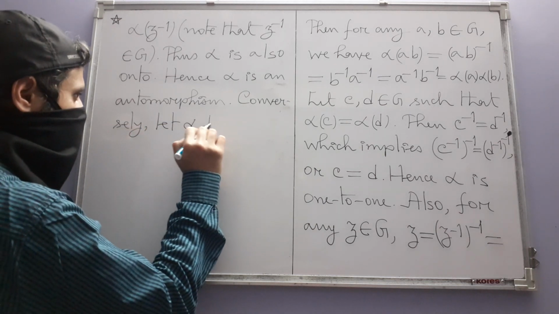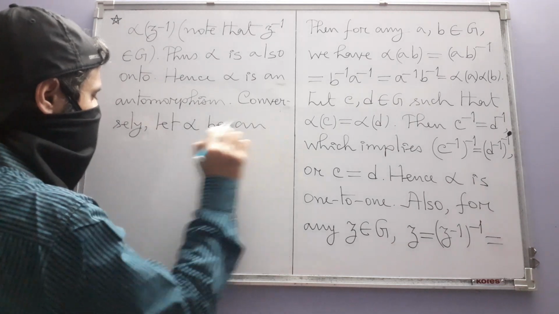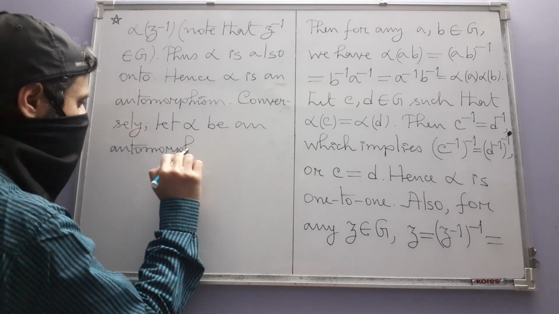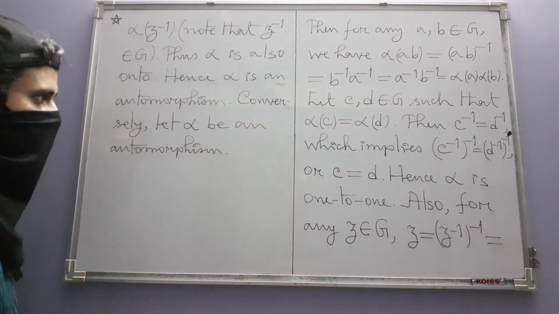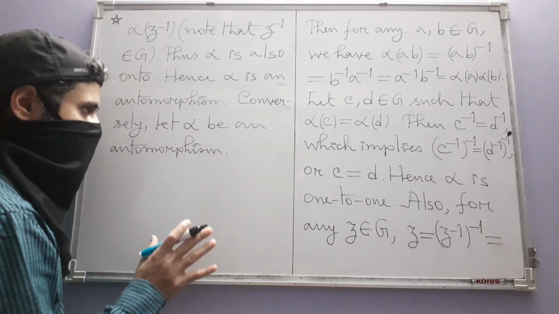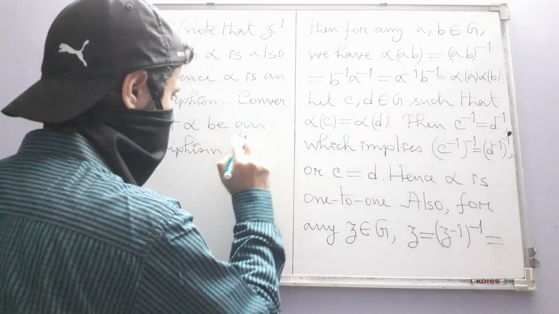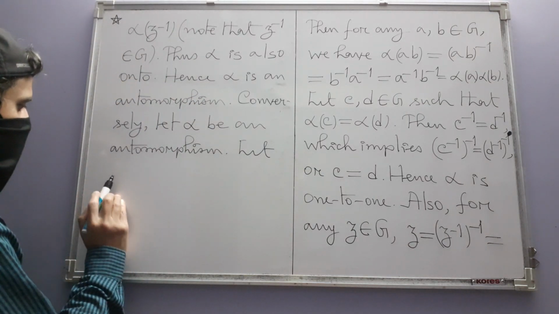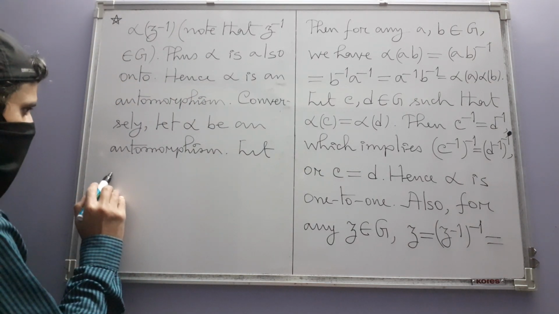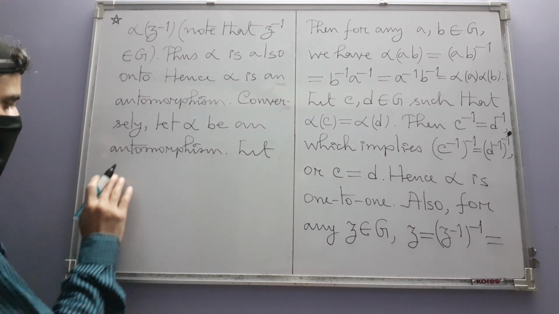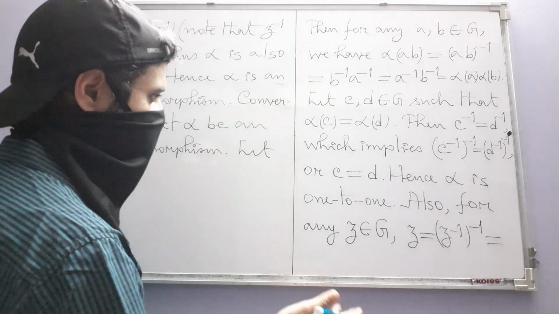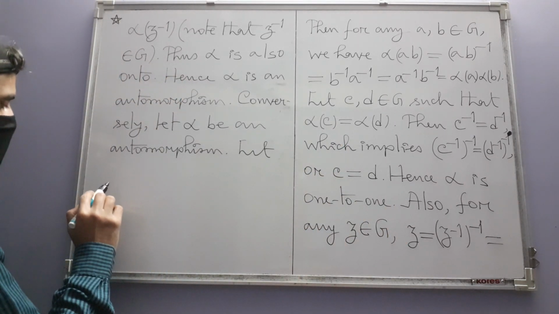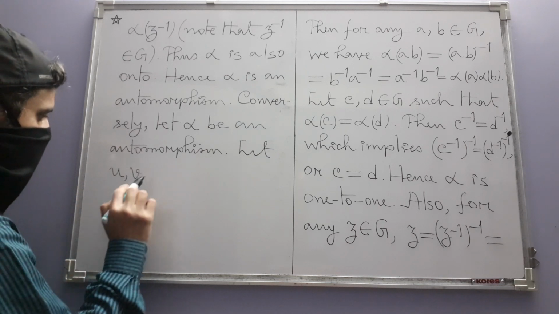Now conversely, let alpha be an automorphism. Now our aim is to prove that the group is abelian. So for that, let us consider any two elements. Say, actually you can consider A and B also, but because we are for some reason considering different things, so what should I take? Let me consider U and phi.